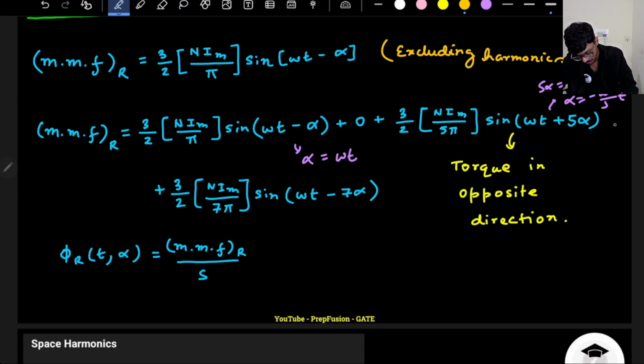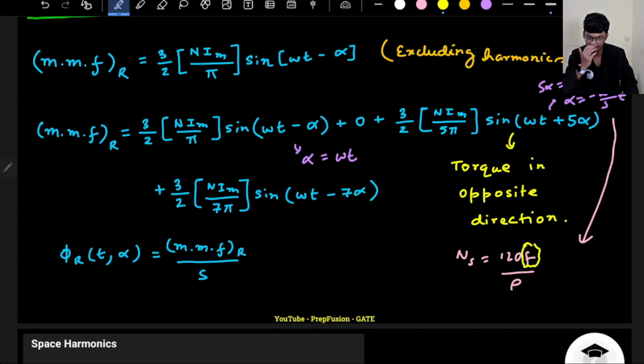So speed is getting reduced by 5. What does it mean? Ns equals 120 f by p. The supply frequency f is not changing, because the supply does not have any harmonics. So what will change? The windings will develop a rotating magnetic field such that it has poles that are a multiple of p. For the fifth harmonic, the speed is becoming Ns by 5.